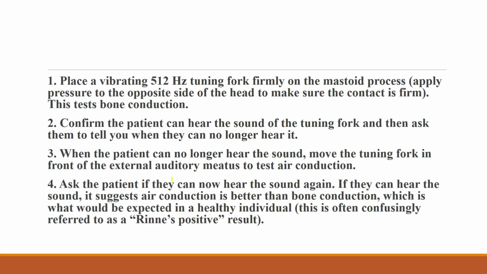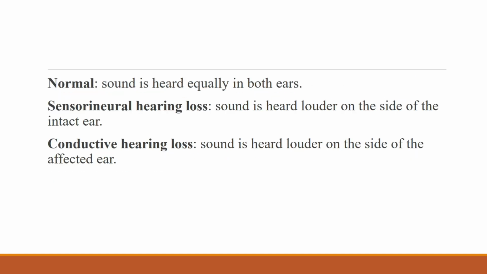So in this slide, you can see the described procedure of the Rinne test, that is, place a vibrating 512 Hz tuning fork firmly on the mastoid process. This tests bone conduction. Confirm the patient can hear the sound of the tuning fork, and then ask them to tell you when they can no longer hear it. When the patient can no longer hear the sound, move the tuning fork in front of the external auditory meatus to test air conduction. Ask the patient if they can now hear the sound again. If they can hear the sound, it suggests air conduction is better than bone conduction, which is normal.